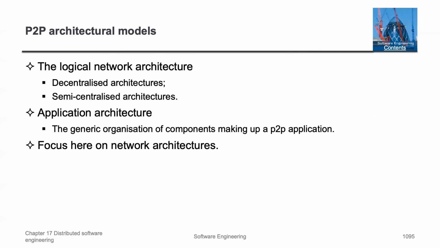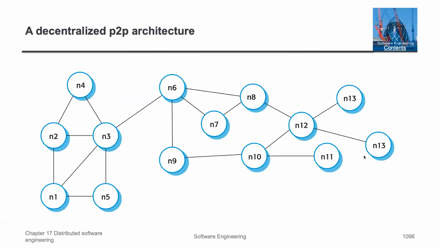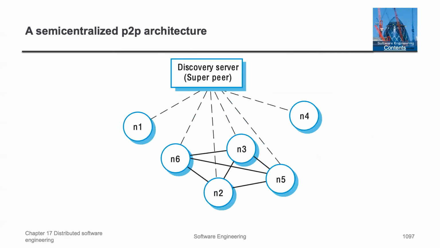What are P2P architectural models? There's a logical network architecture where there's decentralized architectures and semi-centralized architectures. There are application architectures where there is a generic organization of components making up the P2P application. And finally, there are focus on network architectures. Here is an illustration of a decentralized P2P architecture. So there's just a rather interesting and flexible way that you can be talking to components. You can have a semi-centralized P2P, so there is a super peer discovery server that tries to make sure that everyone else is able to communicate properly.